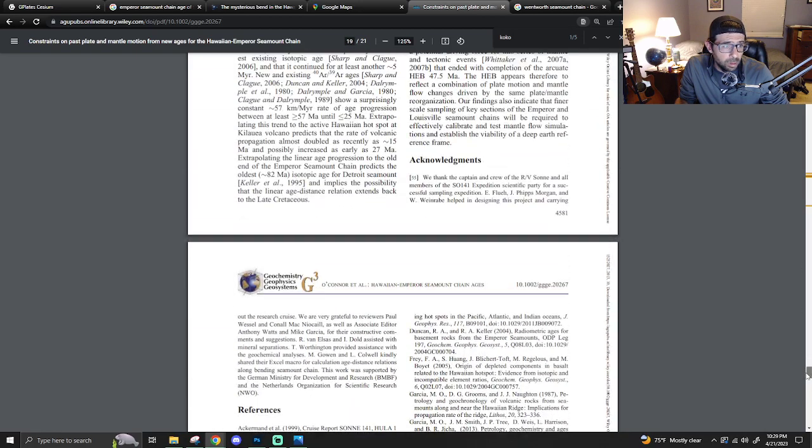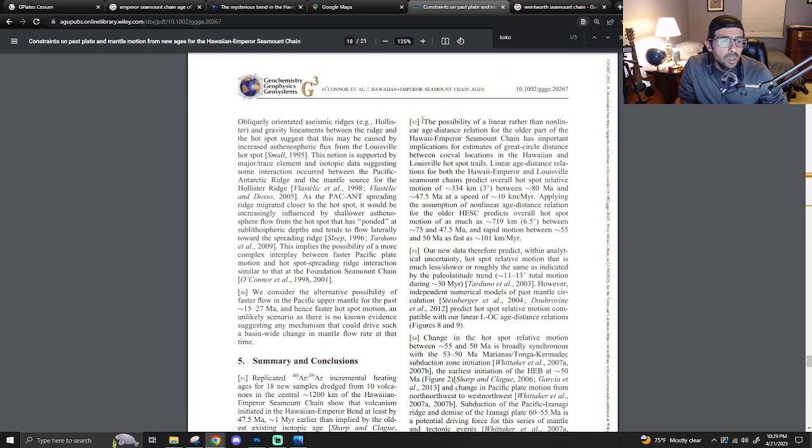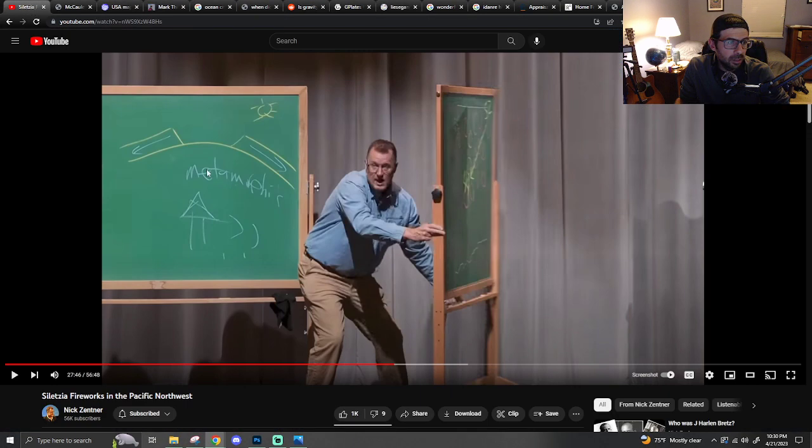Let's see what their conclusions are. Overall hotspot motion of as much as 719 kilometers between approximately 75 and 47.5. I was going to say 475 over and over. Rapid motion between 55 and 50 as fast as 101 kilometers per million years. Which is, interestingly, when this Silesia fireworks he's talking about in this video.